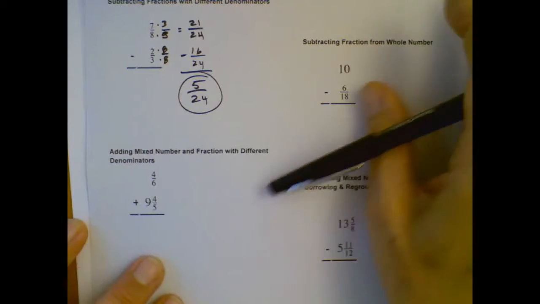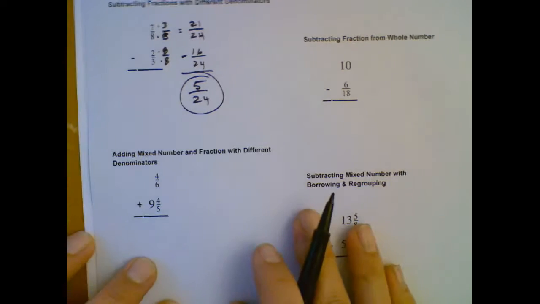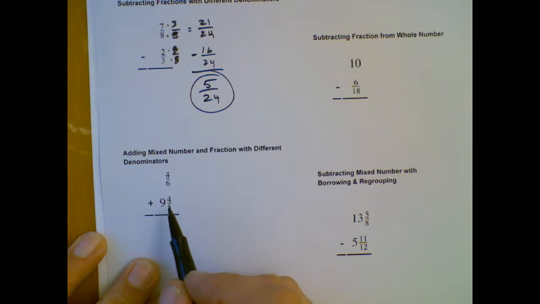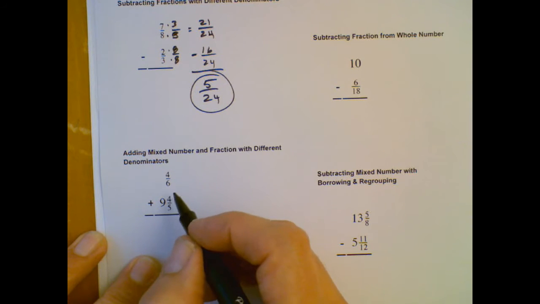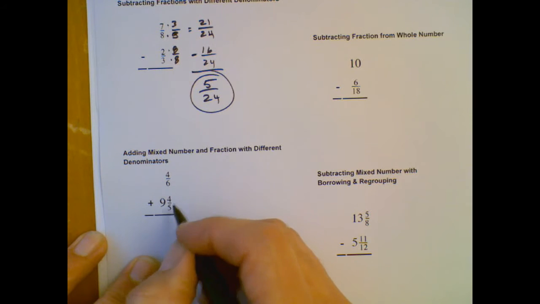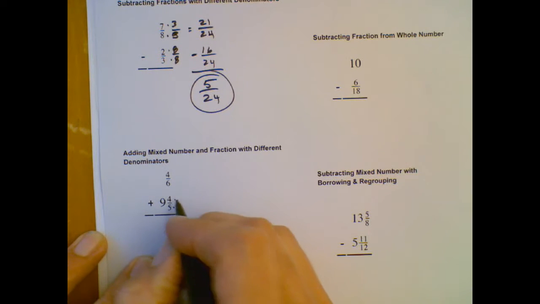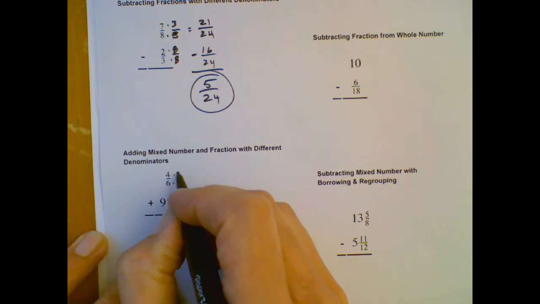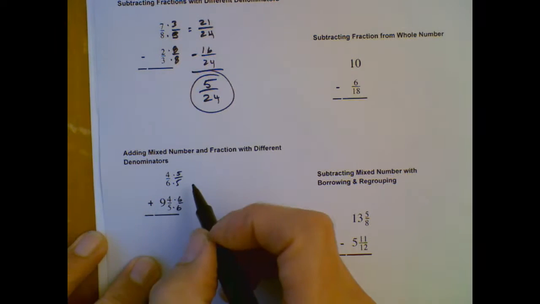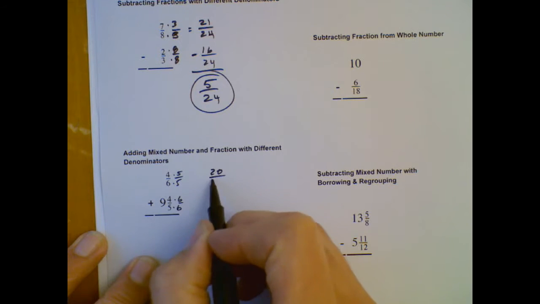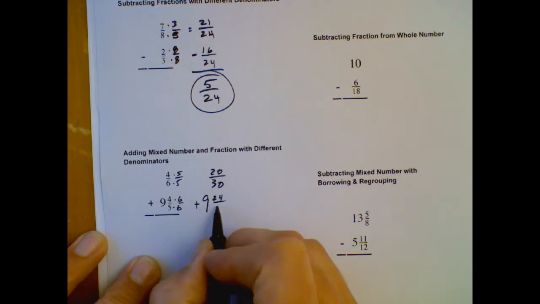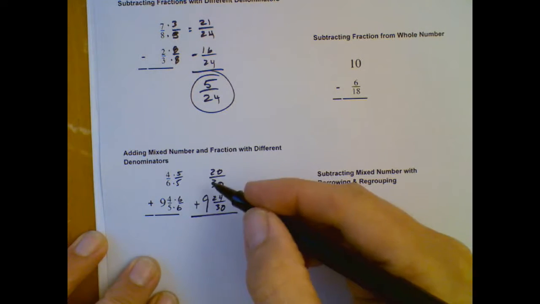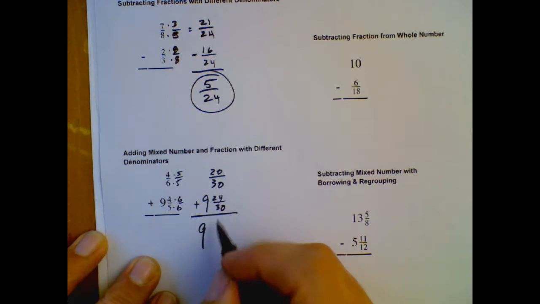Next problem. I'm going to add a mixed number and a fraction. Denominators are different, so I first have to get the denominators the same. Looks like the least common denominator here is going to be 30, which means I'm going to multiply each fraction by the other fraction's denominator, something that works every single time. When I do this, the problem converts into 20/30 plus 9 and 24/30. I add these together. I have 9, and 20 plus 24 is 44/30.